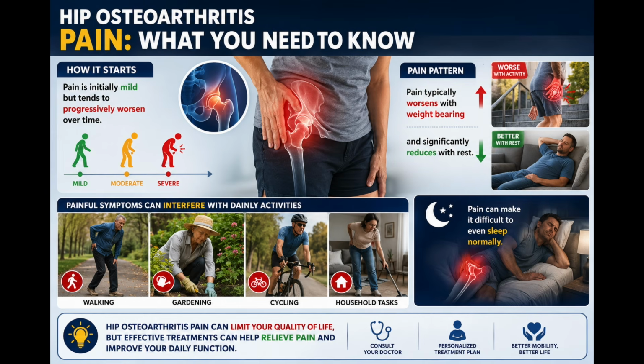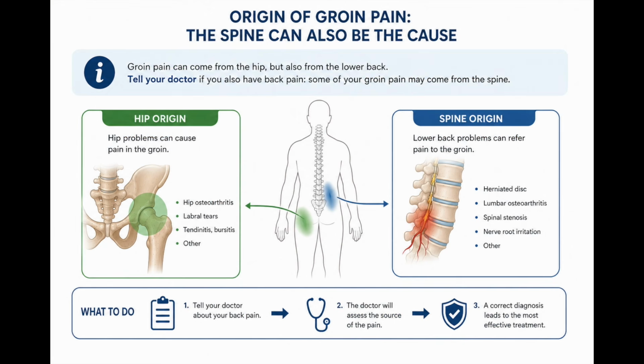Let's return to hip osteoarthritis, whose symptoms include pain that is initially mild but tends to progressively worsen over time, making it difficult to even sleep normally. The pain, however, typically worsens with weight bearing and significantly reduces with rest. Painful symptoms can obviously prevent patients from engaging in activities such as walking, gardening, cycling, or even just taking care of their home.